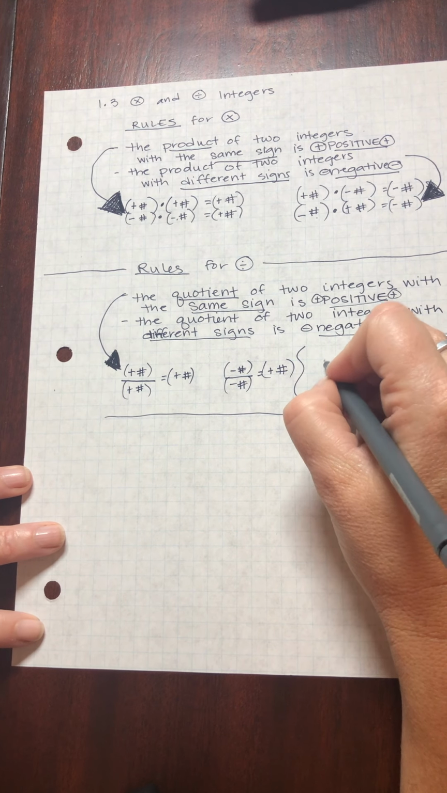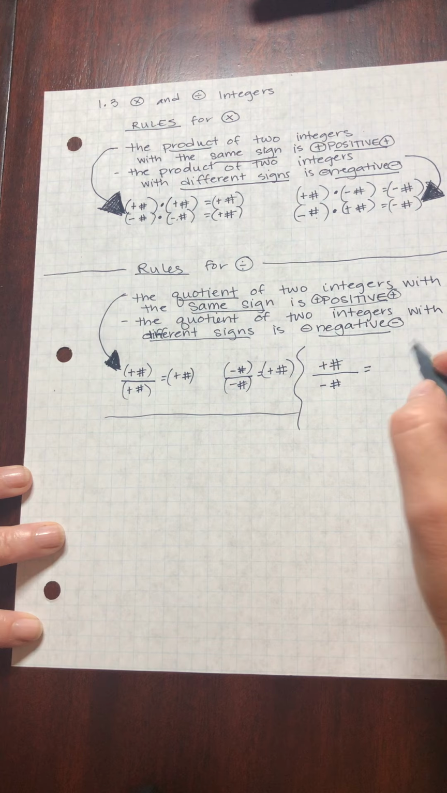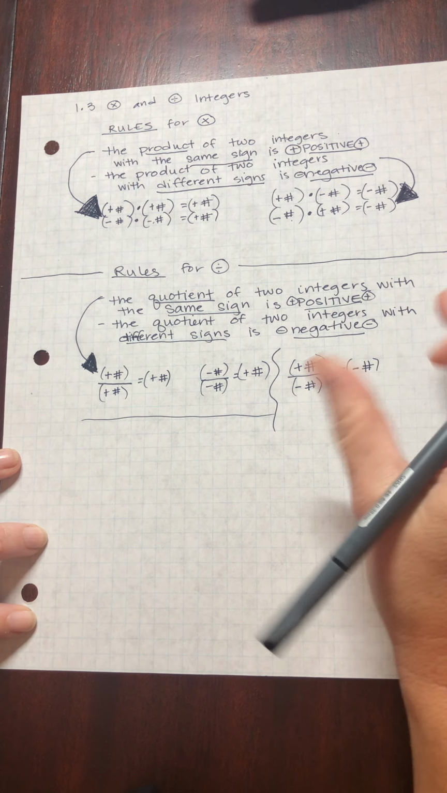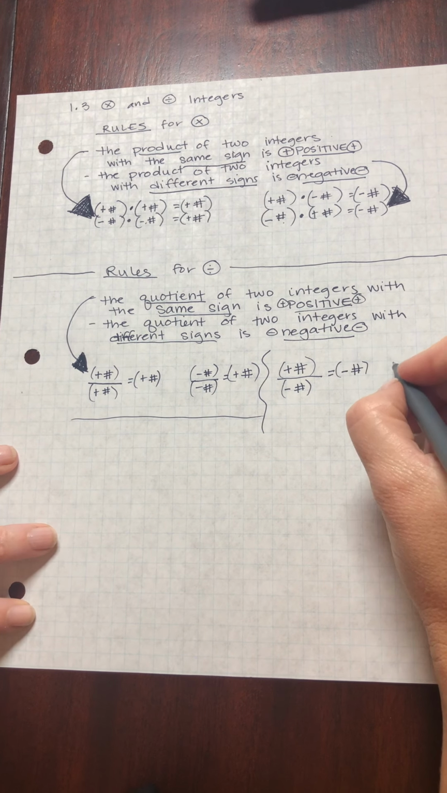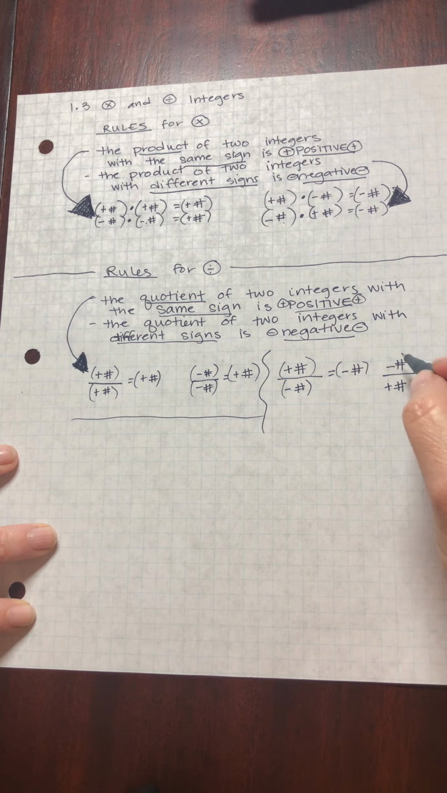Now let's do different. I'm going to stick with the same pattern. So positive first, so a positive number. If that's divided by a negative number, these signs are different, so my answer is going to be negative. Just using parentheses to show that those two things go together, right? The number and the sign. And then the second one, our negative was first, so a negative number divided by a positive number, that answer is negative because the signs are different.